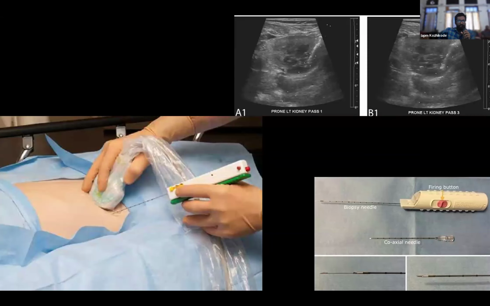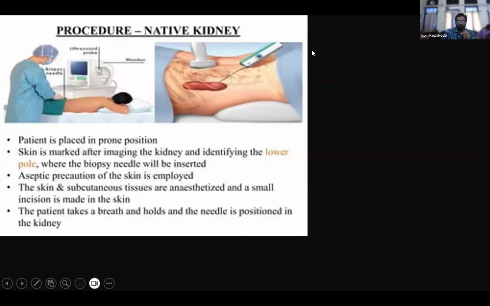So how is this biopsy done? There are various procedures. Where I got trained, we used to do the biopsy in the prone position with the assistance of USG. Usually an 18 gauge needle is used, maybe a 16 gauge needle also. And one can directly see the needle piercing the lower pole of the kidney.